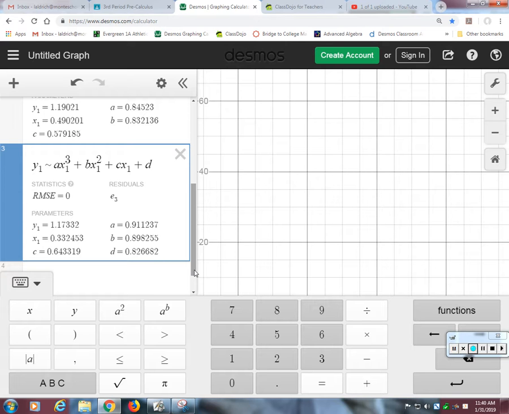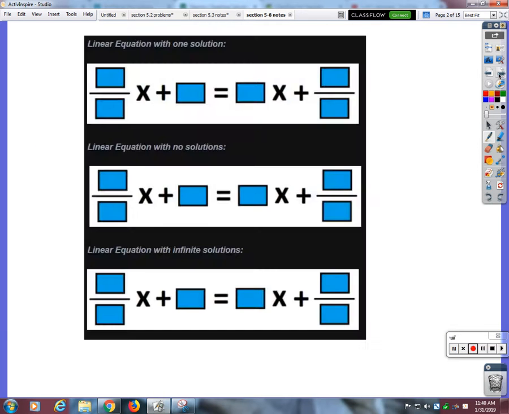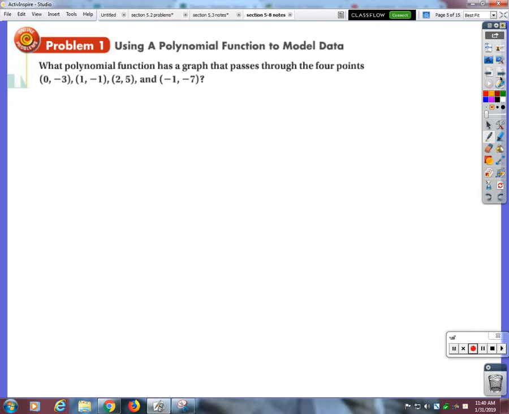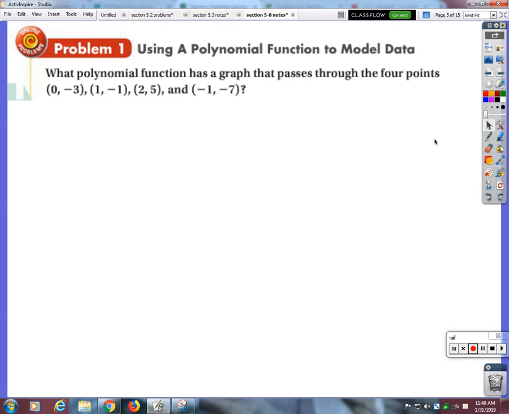Linear. Okay. All right, so let's tackle our first problem. It says, what polynomial function has a graph that passes through the 4 points (0, -3), (1, -1), (2, 5), and (-1, -7)?